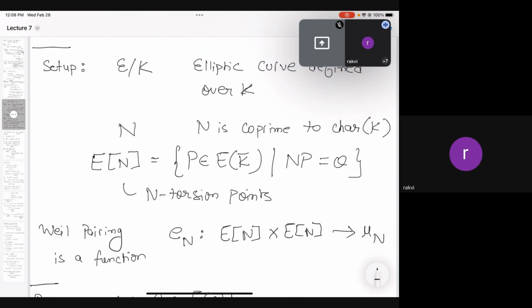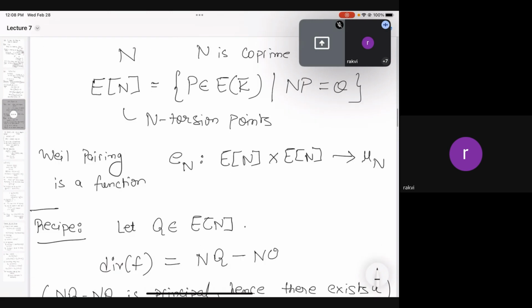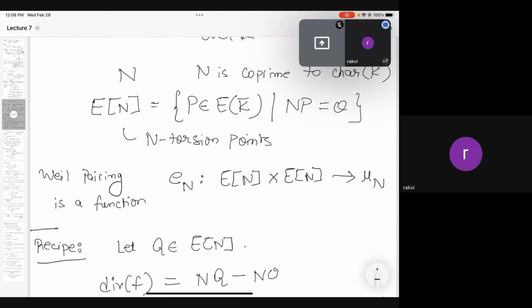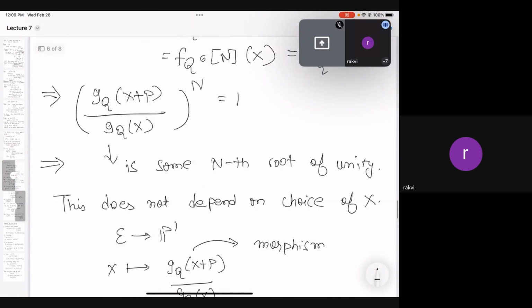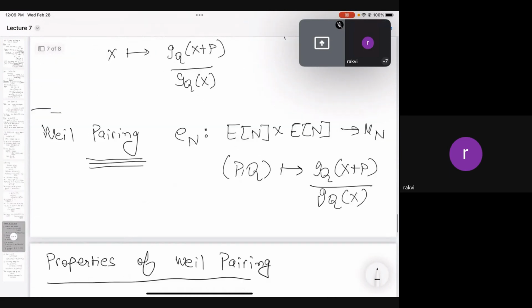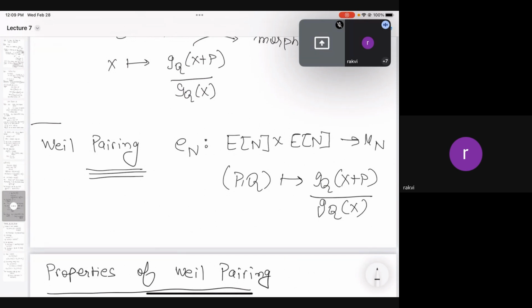So for the Weil pairing, first of all, whatever field our curve is defined in, we choose an n which is coprime to the characteristic, or in other words, the GCD is 1. If the characteristic is 0, then this is no constraint; we can choose whatever n we wish. The Weil pairing is basically a function from E_n cross E_n to roots of unity. We constructed this function by taking a quotient of two things: we take a function g with respect to Q, evaluate it at X plus P, take its ratio, and that is supposed to be a root of unity.